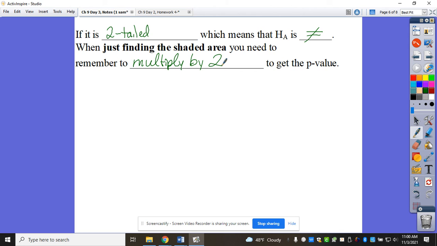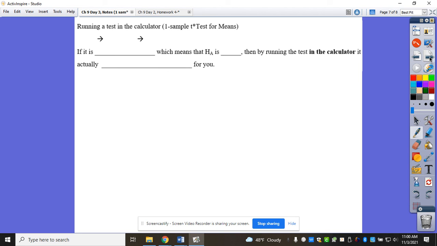If we want to run the entire test in the calculator, that part should be really easy because it's very similar to what we did yesterday. Where are we going to go to run the entire test? And then over to, and then again, it's two-tailed, which means it's not equal to. Doing the entire test in the calculator already multiplies by 2 for you.